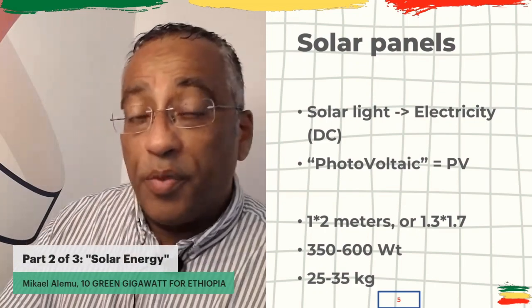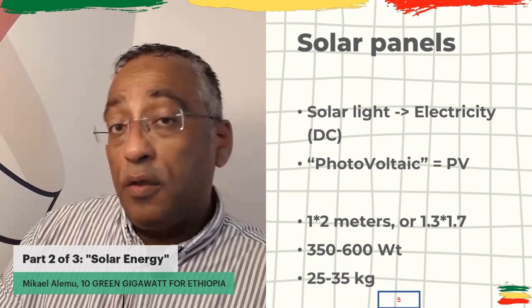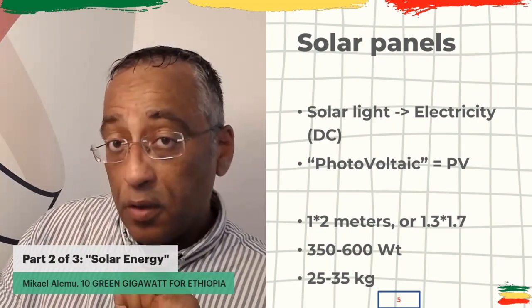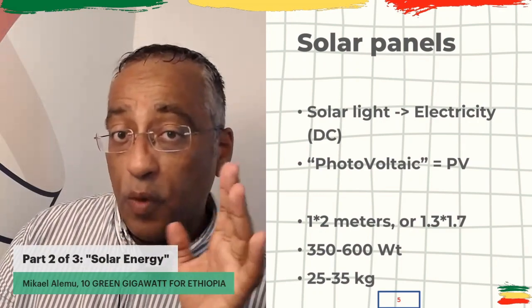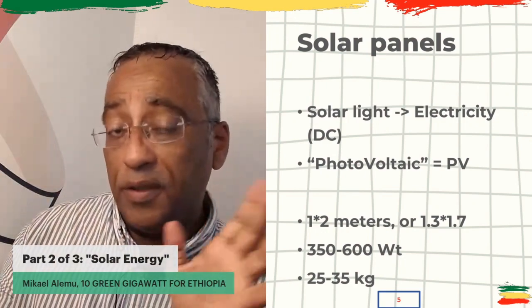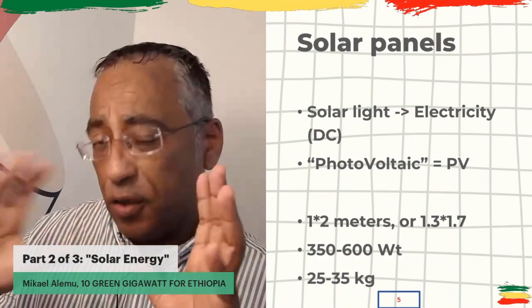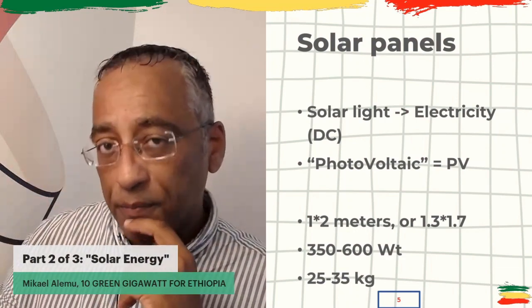Usually solar panels are 1 meter by 2 meters, so 2 square meters. Some panels will have different dimensions, a bit wider, a bit shorter, but still usually about 2 square meters.